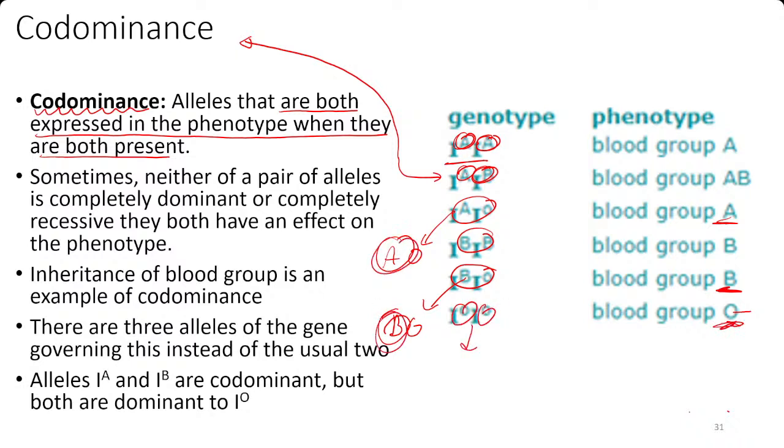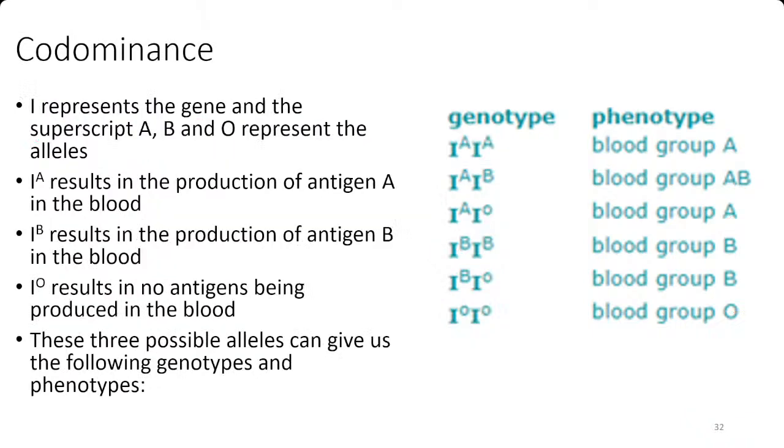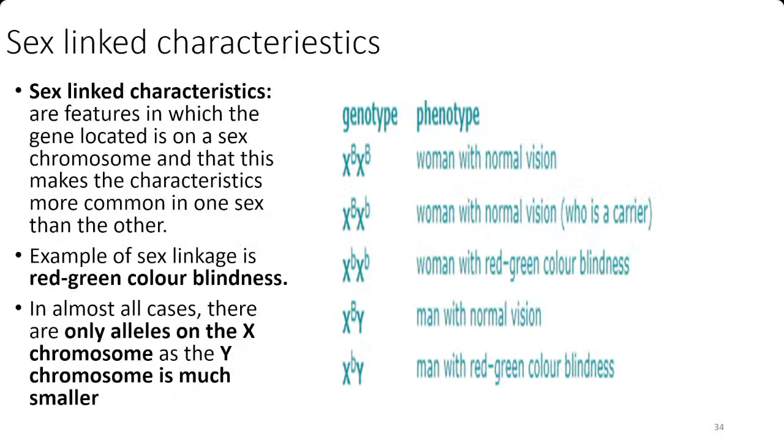So if you have two dominants and they are both being expressed, that's what you call codominance, when alleles are both expressed in the phenotype when they are present. So an example of codominance in humans is our blood group, just so you remember. Blood group inheritance, blah, blah, blah. Okay, sex-linked characteristics.